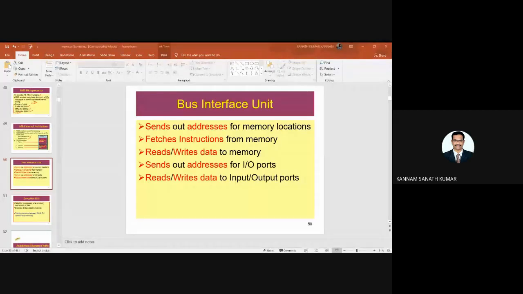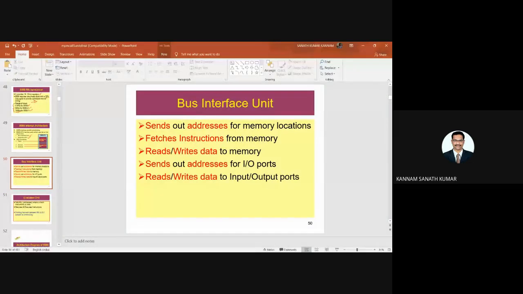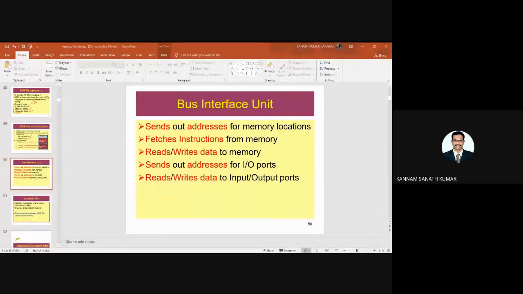So there is a division of work between the bus interface unit and the execution unit. Parallel processing is done so that it speeds up the processing. Understood? Fetch operation is done by the bus interface unit, and decoding and execution are done by the execution unit. Due to this division of work, the processing speed is increased. This is nothing but parallel processing.